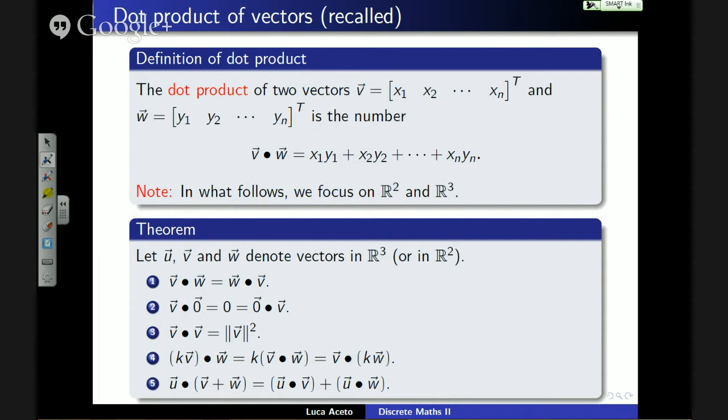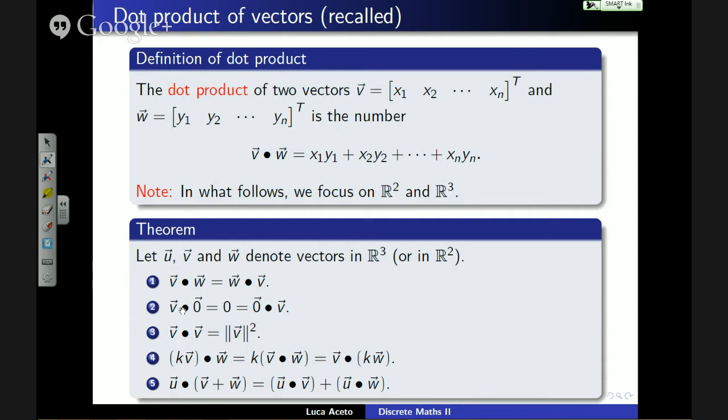Now, before we look at possible applications of the dot product, let's look at some of the properties that this operation has. First of all, the dot product is commutative. It doesn't really matter whether you take the dot product of v and w or w and v. The result is the same. Why? Because multiplication of numbers is commutative. It doesn't really matter in what order you multiply things. And also addition is commutative anyway. Not that it makes that much of a difference here.